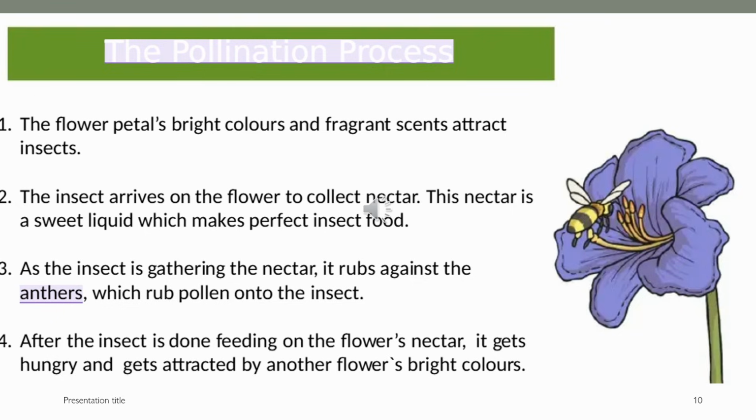Now, once the insect is done feeding on the flower's nectar, it gets hungry and is attracted to another bright flower. So eventually, this pollinator, the insect, will be releasing the pollen to the other plant.